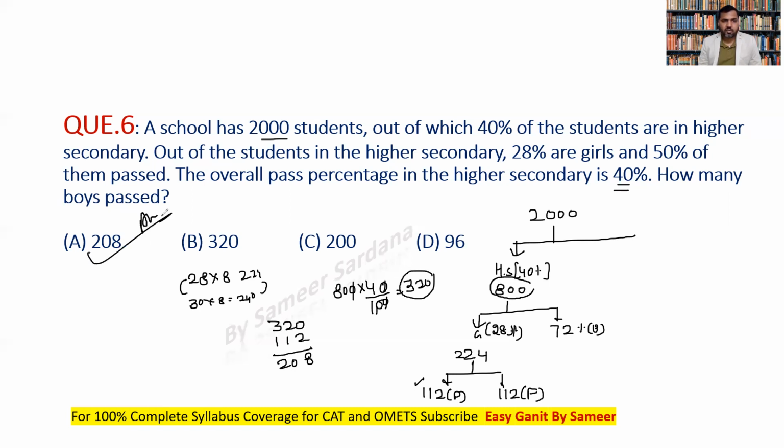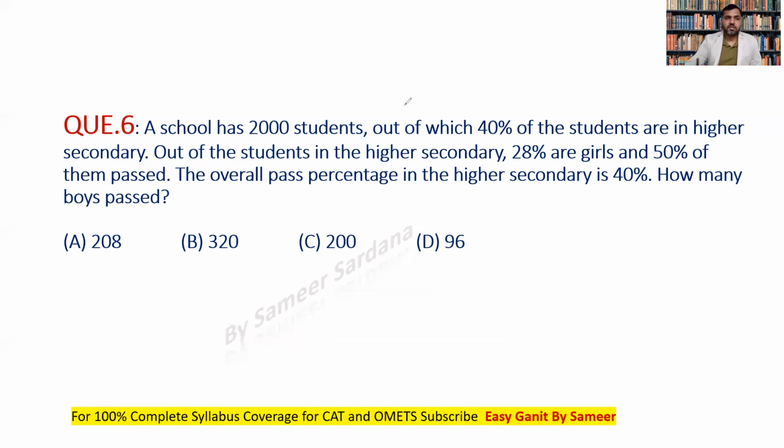So the number of boys that pass in secondary education is equal to 208. That's a correct answer to the question, right? Now let's do question number 7, everybody.